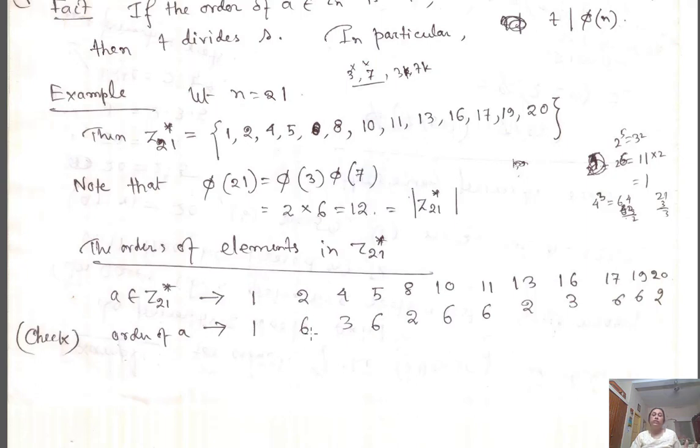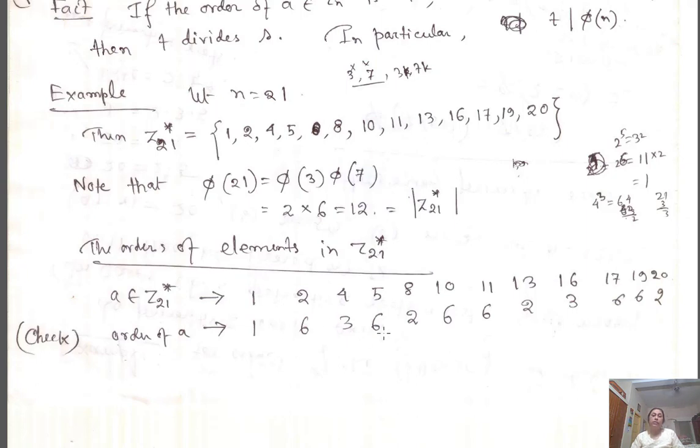So 2 to the power 12 is always 1 by Euler's theorem. You don't have to check that; it comes from the theorem, or you can check it also. But if you take 2 to the power 6, that also gives you 1. So the order is 6. This is the least positive integer such that 2 to the power 6 gives you 1 modulo 21.